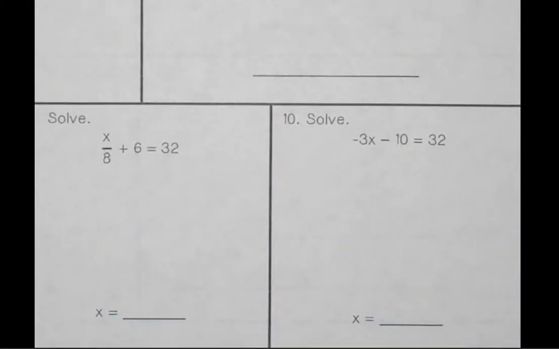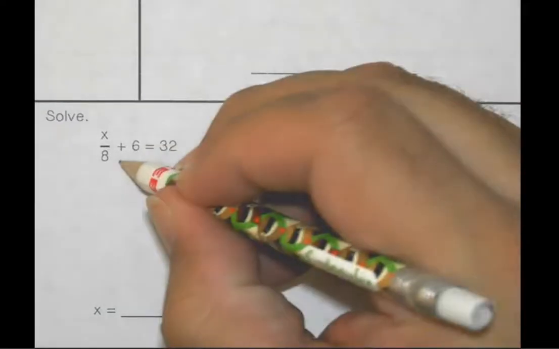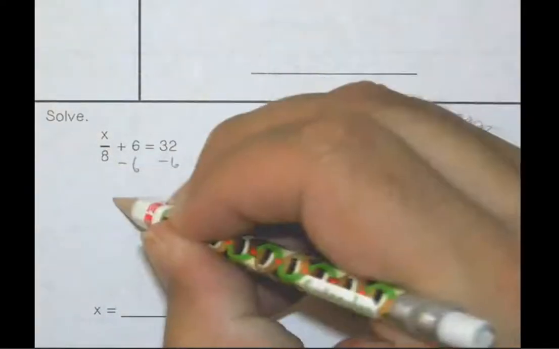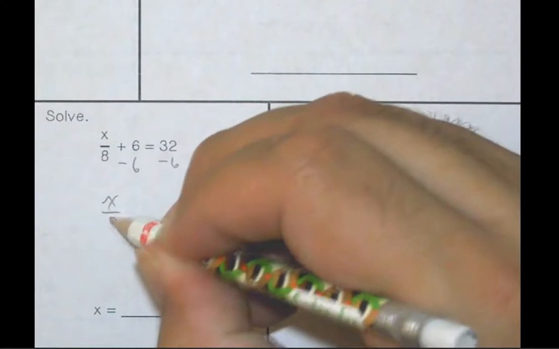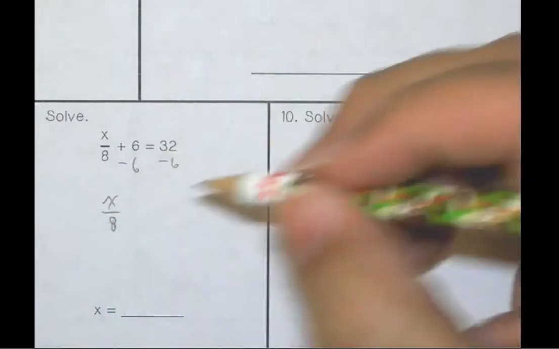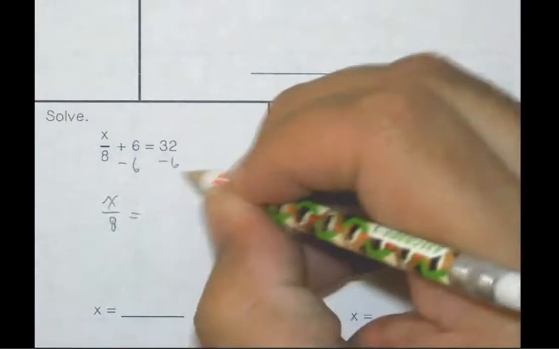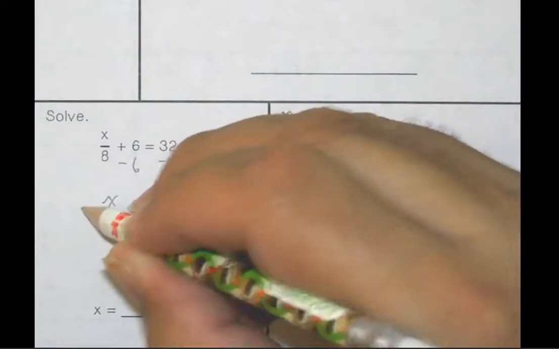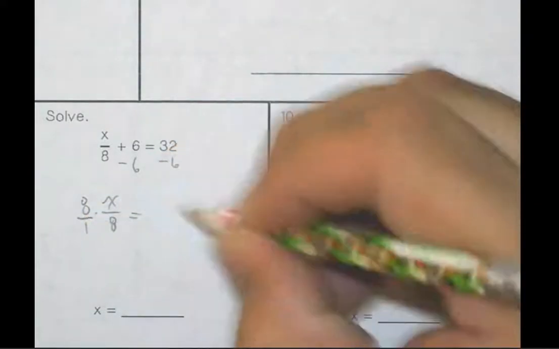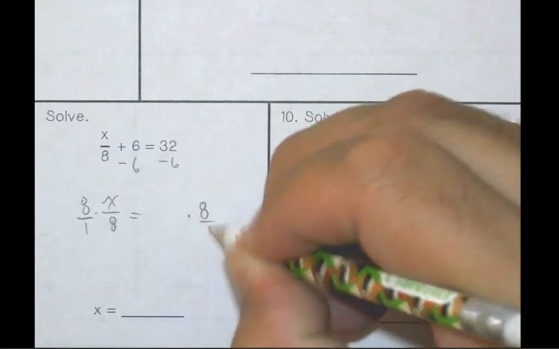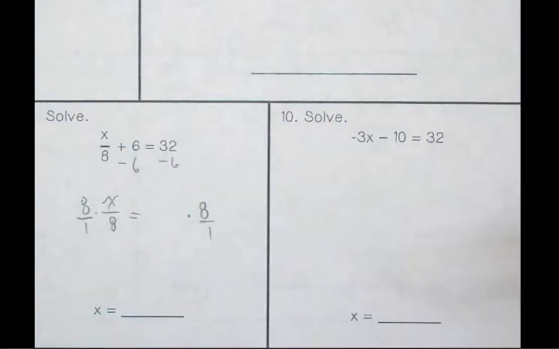We just need to isolate our variable first. So here I'm going to subtract 6 from both sides. That's going to give me x over 8, or 1/8 times x, equals some number. And then I'm going to multiply both sides by the reciprocal, which is 8 over 1. And then once I do that, I'll get x equals my answer.